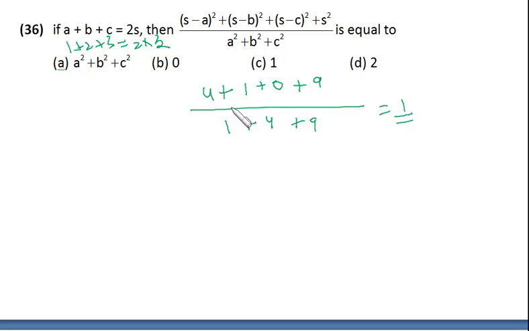So the problem can be done in seconds if you choose comfortable values of a, b and c. Otherwise any other method will mislead you. So your answer is 1. I hope you are getting my point.